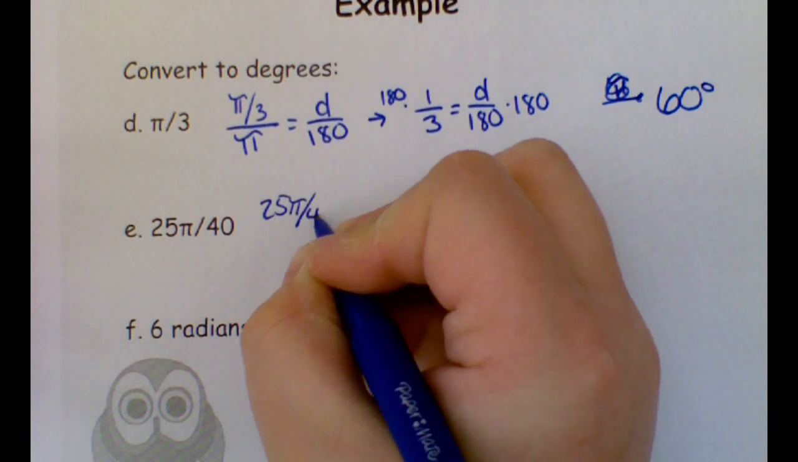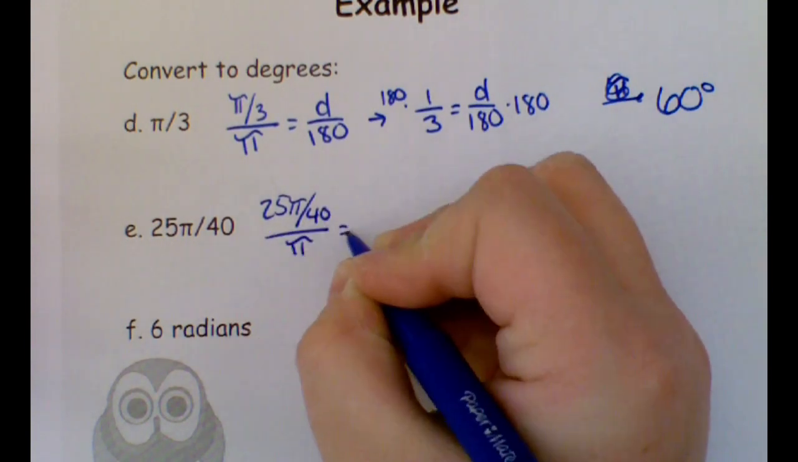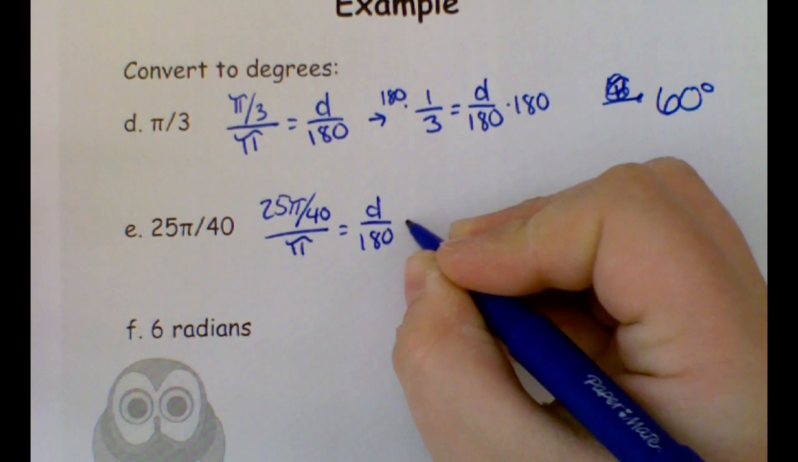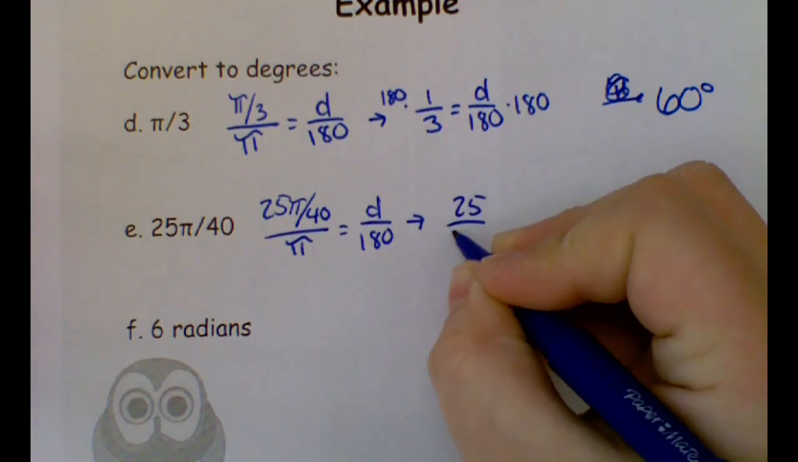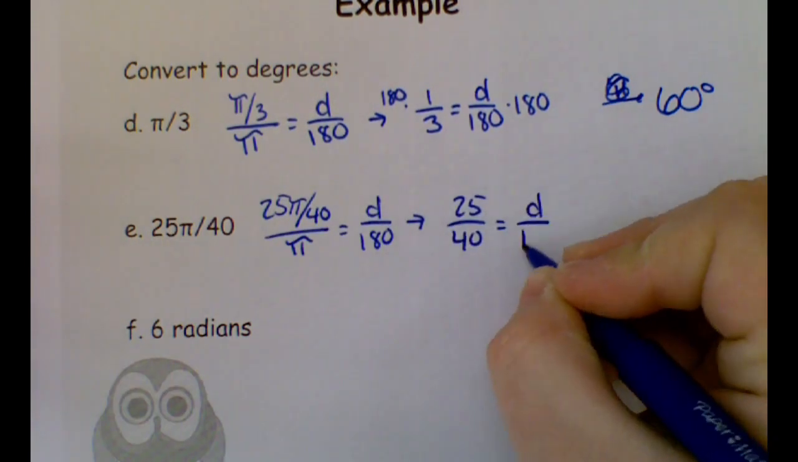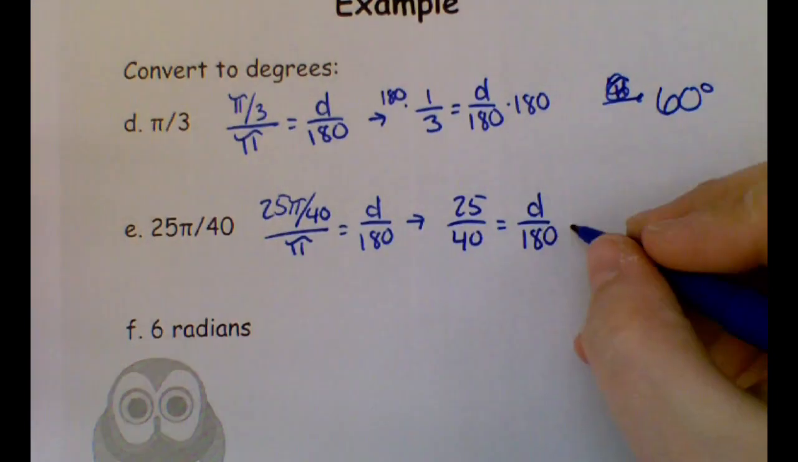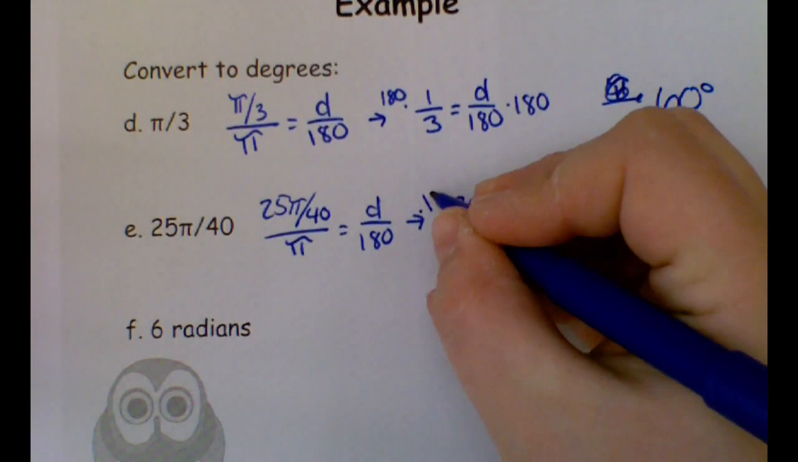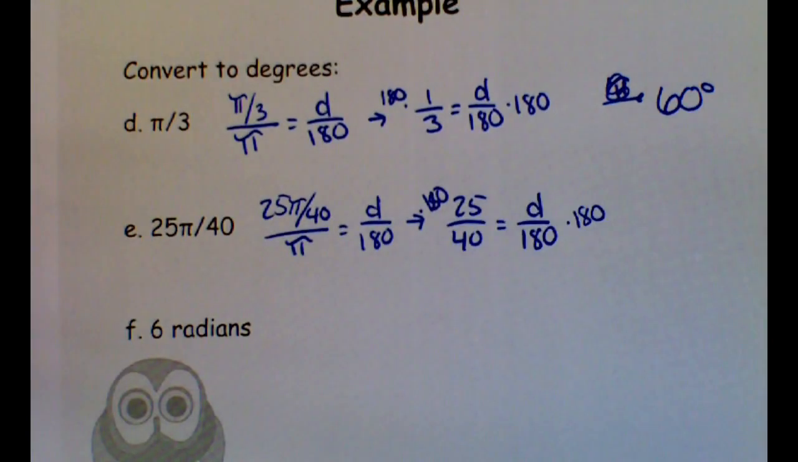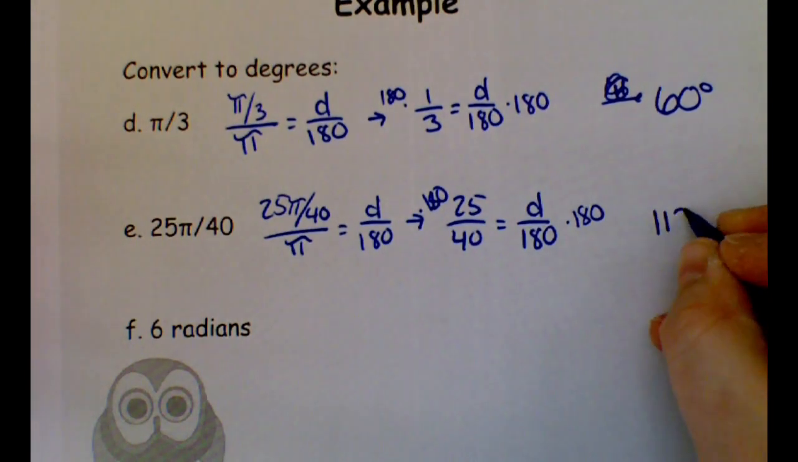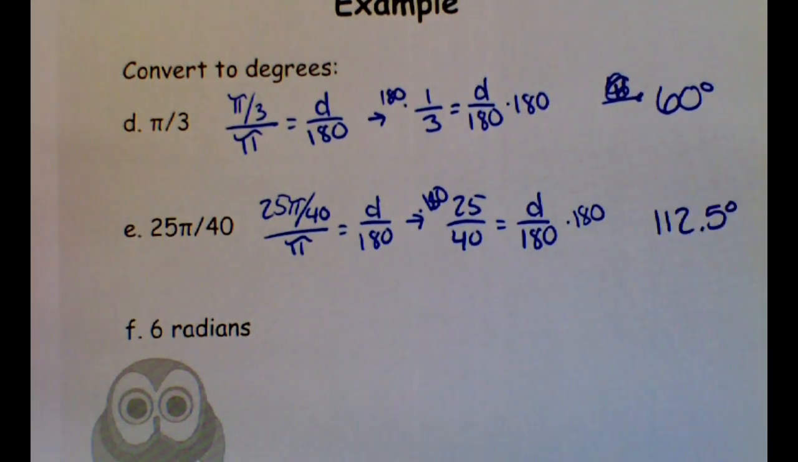25 pi over 40 over pi equals degrees over 180. Those pi's cancel, leaving me 25 over 40 equals degrees over 180. Notice 25 over 40 could simplify, but it doesn't matter because that's not our final answer anyway. Multiply by 180. 180 times 25 divided by 40. Our degree measure is 112.5 degrees.